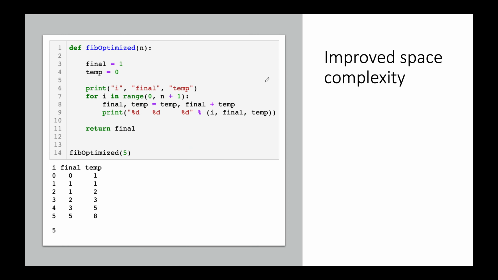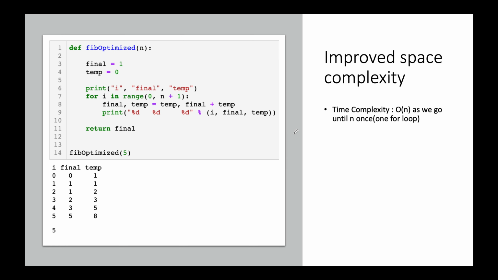This is the final optimized version of Fibonacci problem, and it's Fibonacci number. Here we have two variables, final and temp. After every iteration, temp value will go to final and temp will hold the next Fibonacci number by adding final plus temp. You can see this in the table here. So initially final had the value 1 and temp had 0. After 0th iteration, final got 0 and temp has 1. Similarly, temp holds the next Fibonacci number and it keeps exchanging with the final variable. And in the end, we return final.